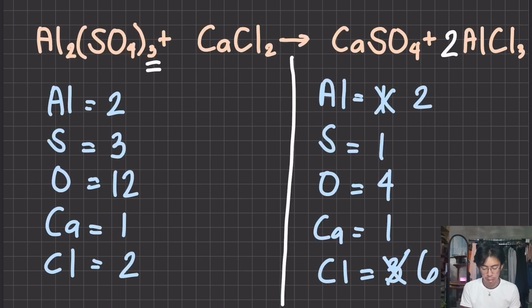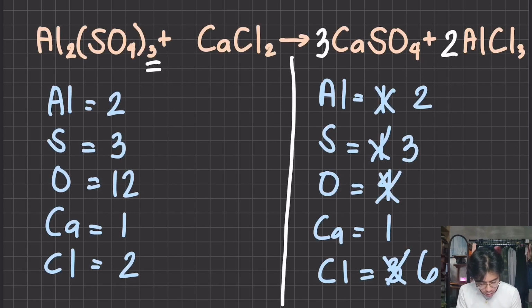6. Then check sulfur. Sulfur on the reactant side is 3 and on the product is 1. Therefore, we write 3 in front of calcium sulfate or CaSO4. Sulfur now is 3, oxygen is now 12, and calcium is now 3. Then check oxygen. Oxygen on the reactant side and on the product side both have 12 atoms.